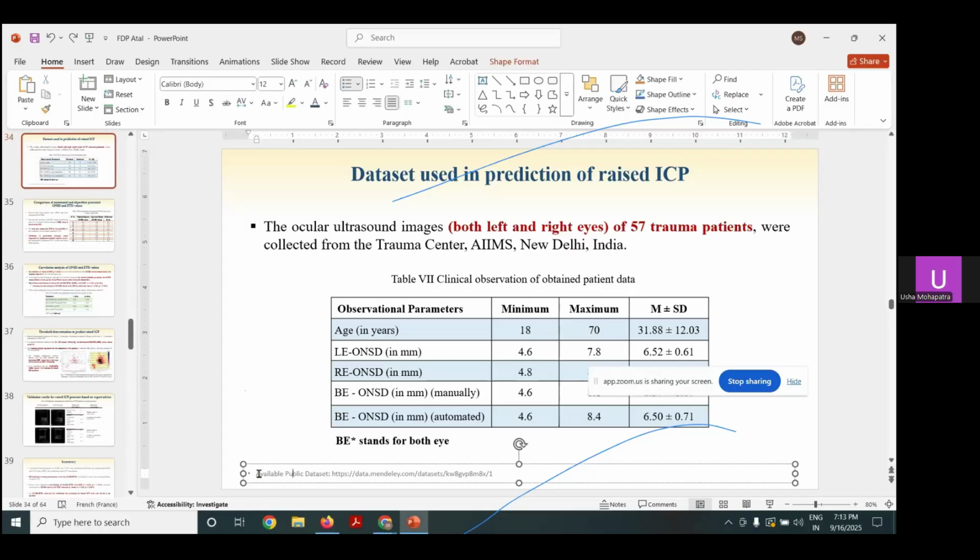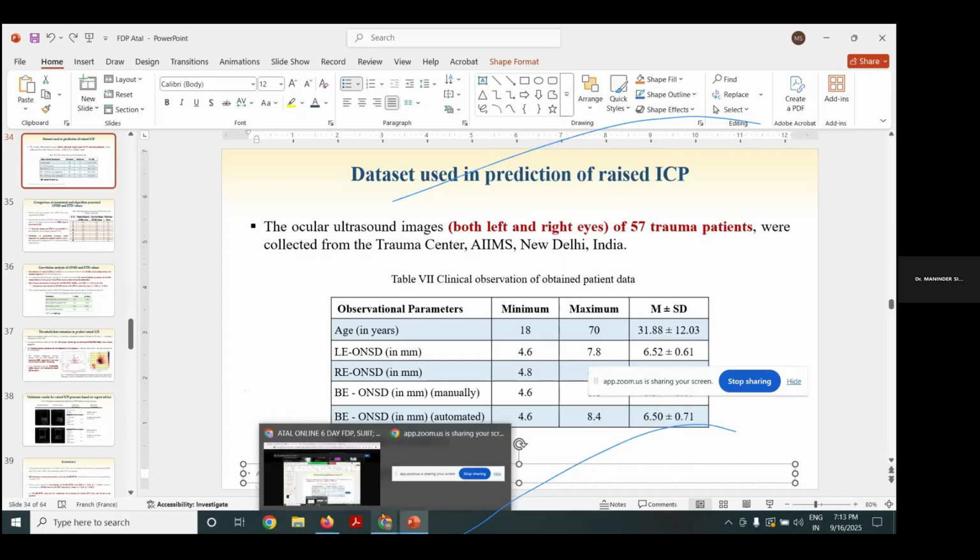Can you please type the link in the chat box? Yeah, I will share this link. Copy, paste. So you can download this data, and there are also manual values, and then you can work on particular things, deep learning models also.